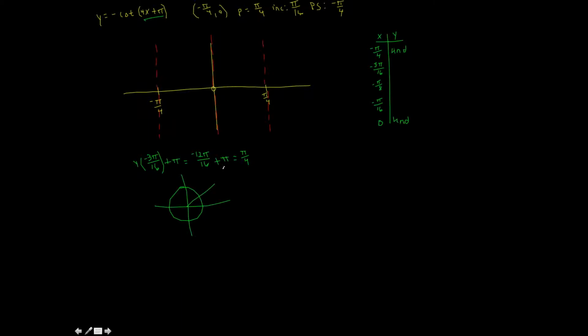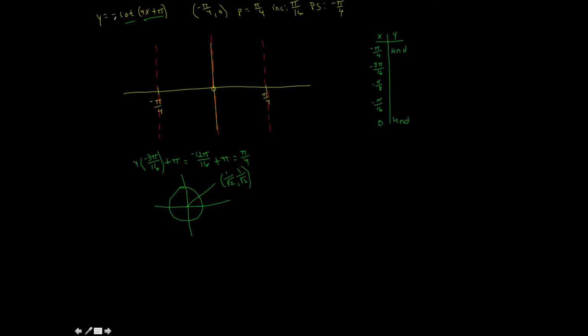Pi over 4 is the point 1 over the square root of 2 and 1 over the square root of 2. And cotangent is the x coordinate over the y coordinate. So that's going to be 1 over the square root of 2 divided by 1 over the square root of 2. So the cotangent of pi over 4 would be 1. So the cotangent of pi over 4 is 1.